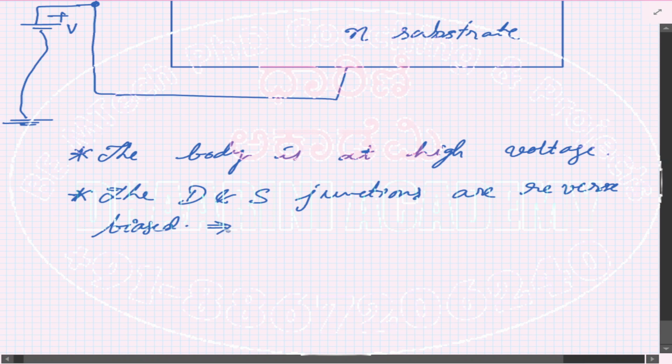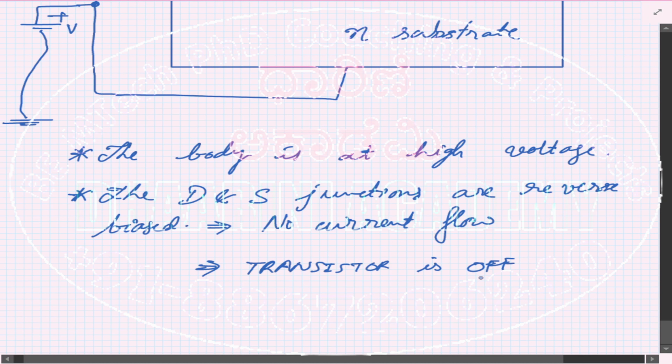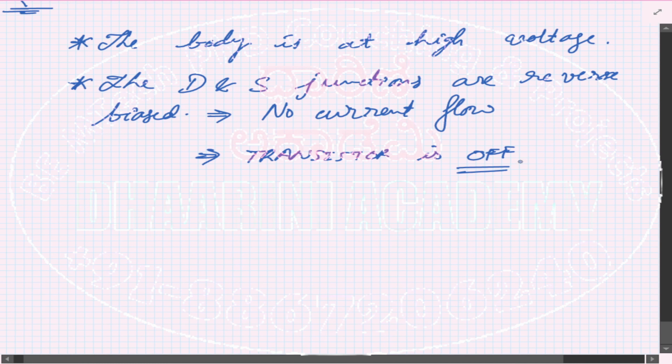What do you mean by reverse bias? This means there is no current, correct? No current flow. When there is no current flow, this means what? The transistor is off. This means right now the gate voltage is high, and now we try to reduce this voltage.